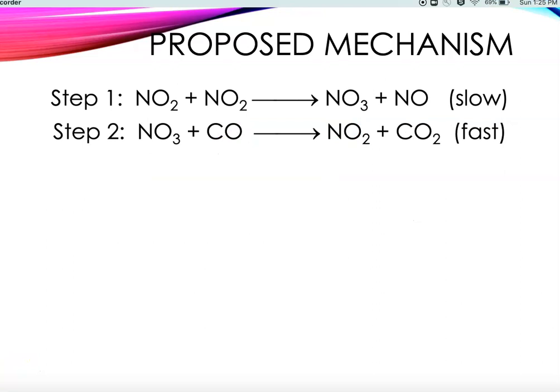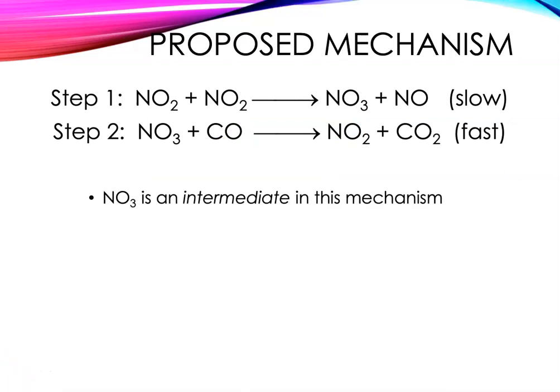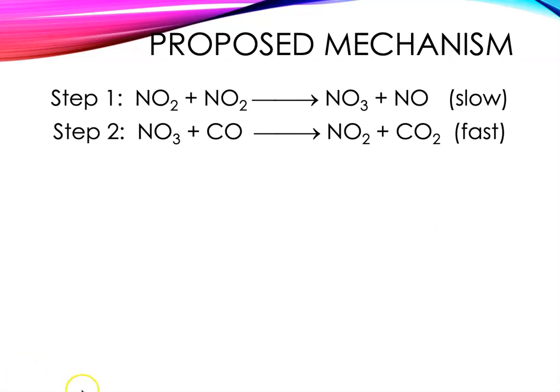So I wanted to point out in this mechanism that NO3 would be considered an intermediate. You need to be able to identify intermediates from the steps, right? It's produced in step 1, it's consumed in step 2, and therefore it's considered an intermediate.